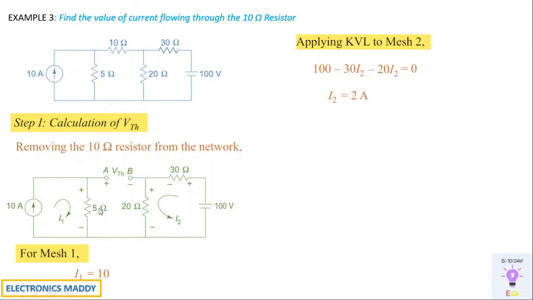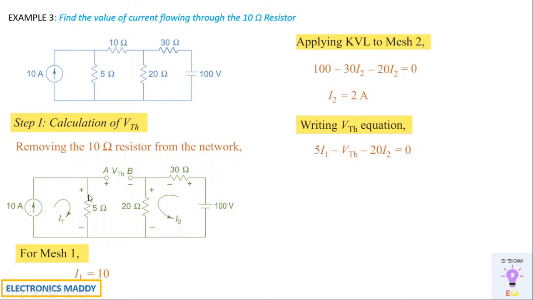So we have the value of I1 and the value of I2. Now the simplification will be much easier. We'll write the VTH equation. What is the effective value of the voltage appearing at these terminals? How do we find that? If you consider this as one path, although no current flows through it, current flows through the 5 ohm because of loop 1, and current flows through the 20 ohm because of loop 2.